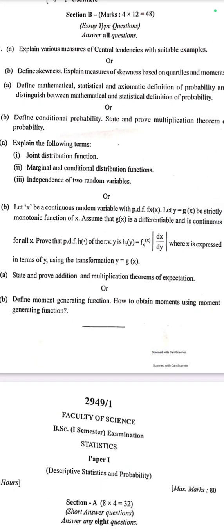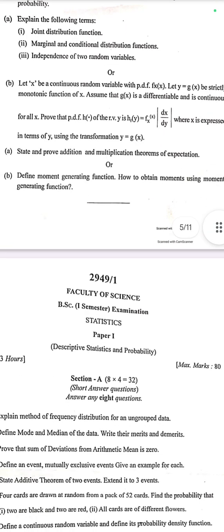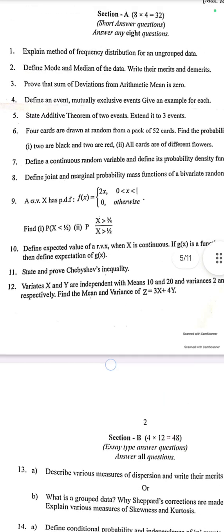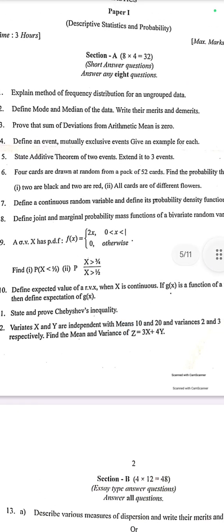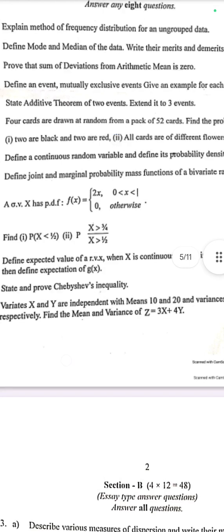Next, state and prove the addition theorem and multiplication theorem of expectations. Very important, again and again it is repeating. This is useful both for BSc first year semester statistics and also data science. Next, the conditional probability values are given, and they are asking you to find these things.